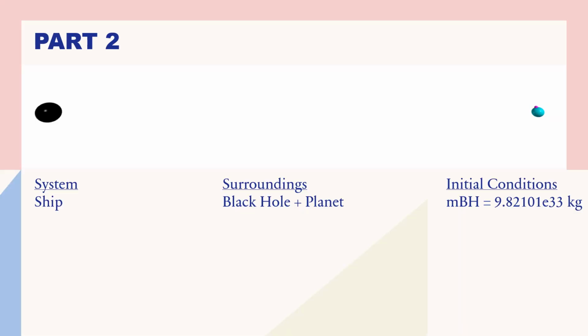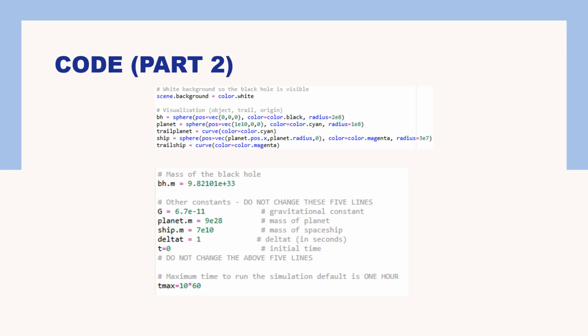For Part 2, the system was the ship, which is magenta. The surroundings were the black hole and the planet, which are the black and blue spheres here. The only initial condition was the mass of the black hole from Part 1. This code set up the graph and gave the initial position and radius for each object. Then I input the mass of the black hole and left the constants as is. I ran the simulation for 10 minutes because the ship was well out of the orbit there.